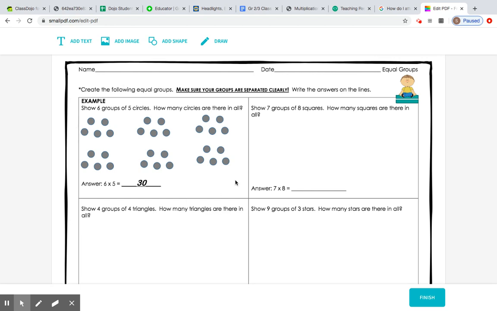So they have an example here for you. First, the instructions say, create the following equal groups and make sure your groups are separated clearly, and then write the answers on the lines. So in the example, it says, show 6 groups of 5 circles. How many circles are there in all?